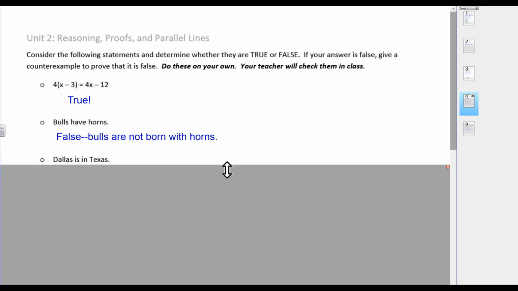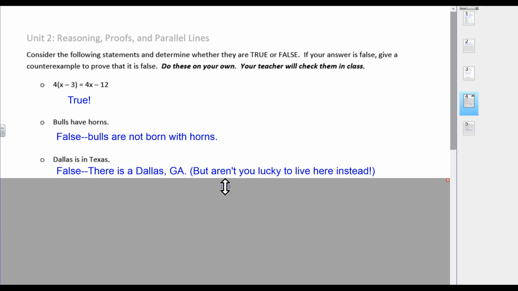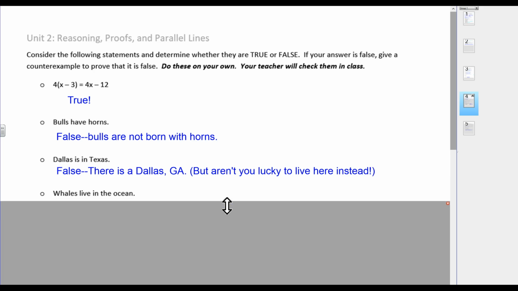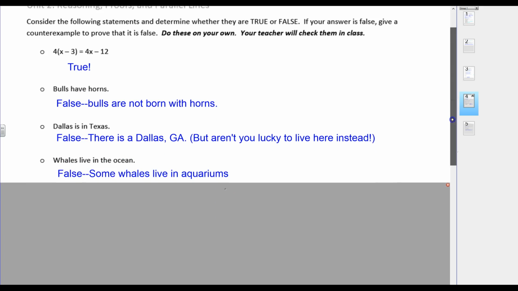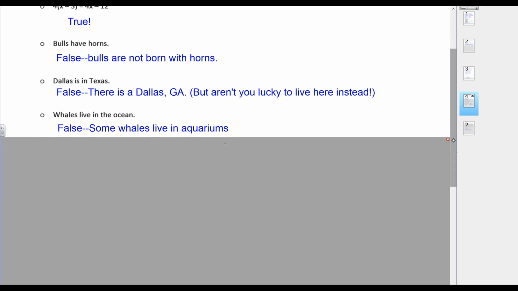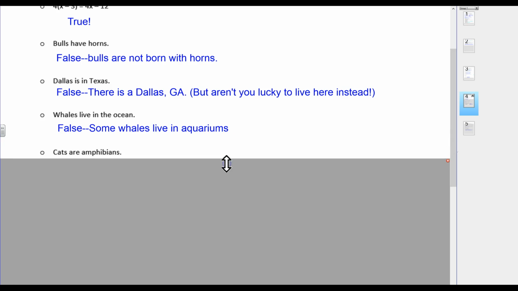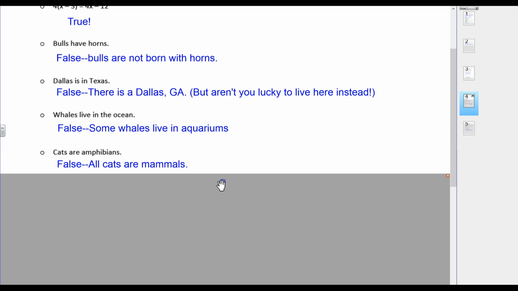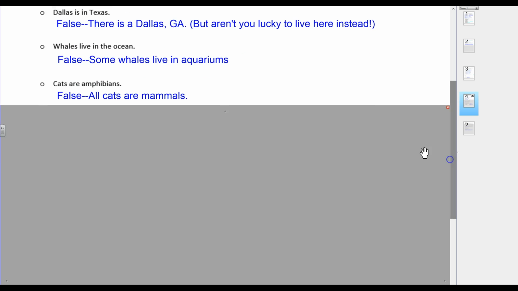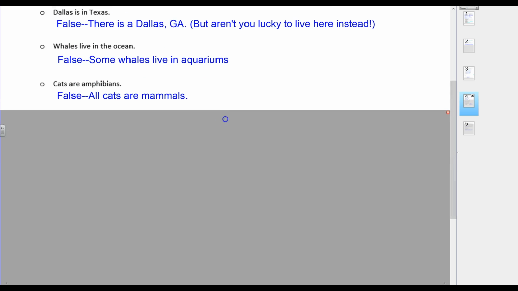Dallas is in Texas. Well, that is a false statement because there actually is a Dallas, Georgia. But you're very lucky to live here instead, aren't you? Whales live in oceans is a false statement because I can think of some whales that live in aquariums. Cats are amphibians is patently false because cats are in fact mammals and never amphibians.